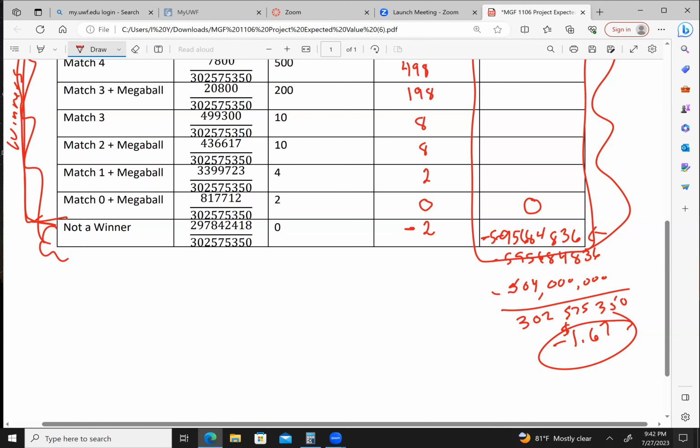And what this means is, with a $40 million prize on the Mega Millions drawing, if you were to buy every possible combination of them, all 302 million plus, you would actually lose $1.67 for each ticket you bought. So you would actually end up losing money. And that's only assuming that you're the only one that wins the grand prize. The rest of the prizes are the same no matter what. The grand prize can be split between more than one person if there's more than one winner.